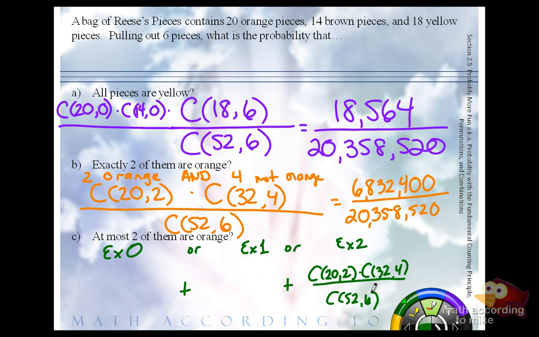But now it's going to get crazy, possibly up in here. So now we're going to do exactly 0. Let's do this together. So out of the 20 orange, how many do we want? In this case, exactly 0. And out of the 32 that are not orange, how many do we want? 6. Divided by, out of the 52 candies, we're picking 6. Questions?